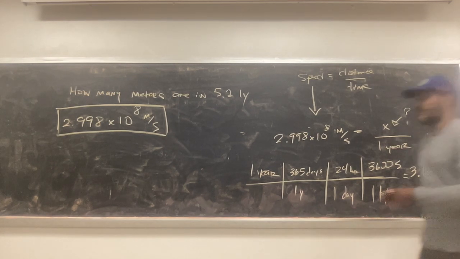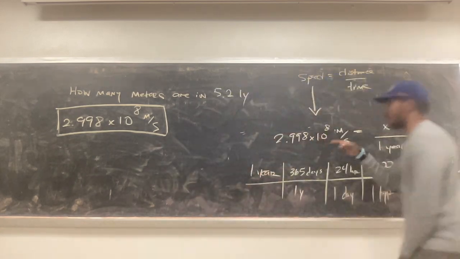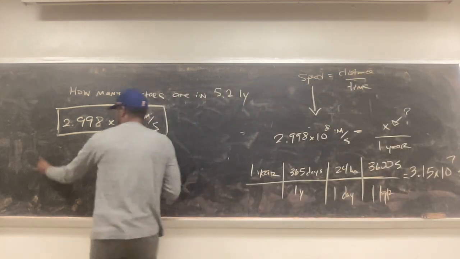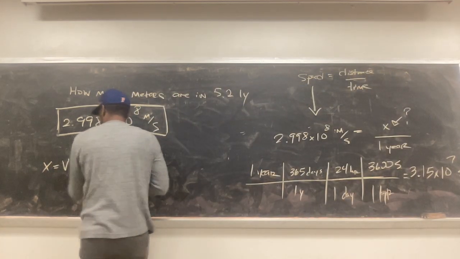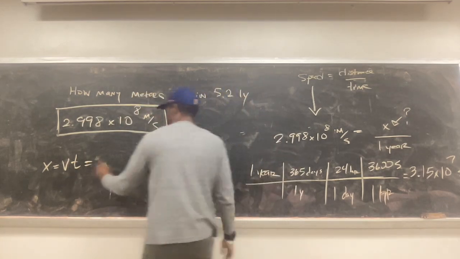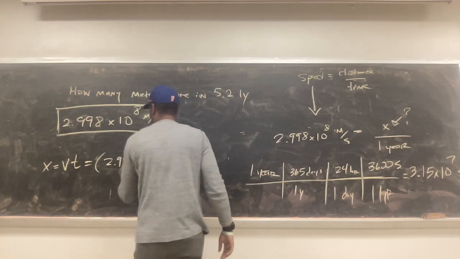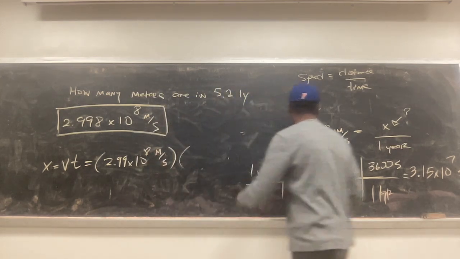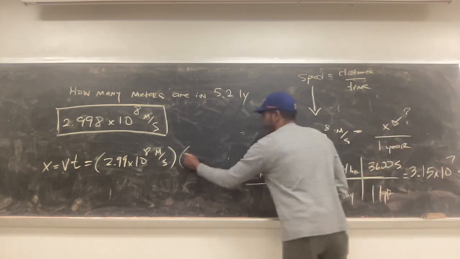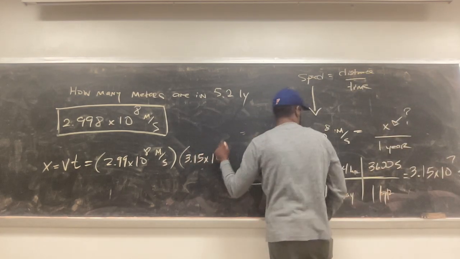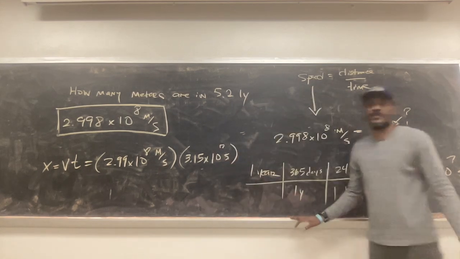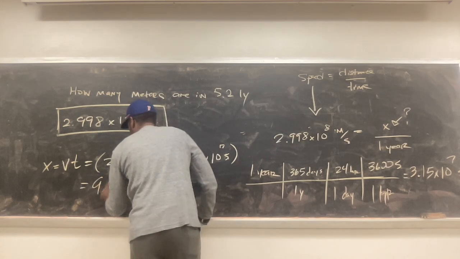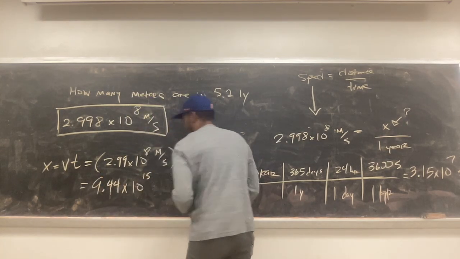All right? So now, if I know the time and the speed, I can calculate distance. So my distance that light travels in 1 year is speed times time: 2.99 times 10 to the 8 meters per second, and then 3.15 times 10 to the 7 seconds. And then I got 9.44 times 10 to the 15, and that's gonna be in what?